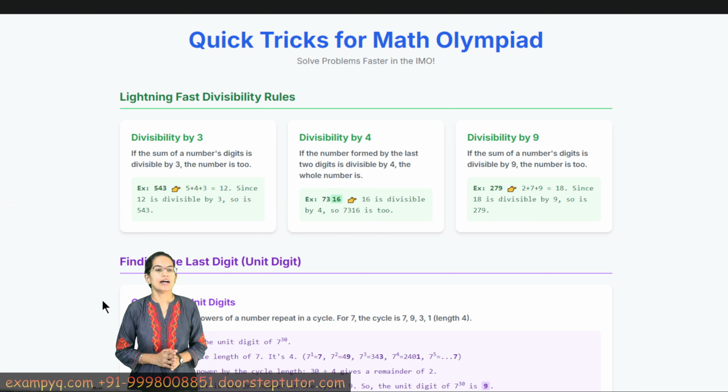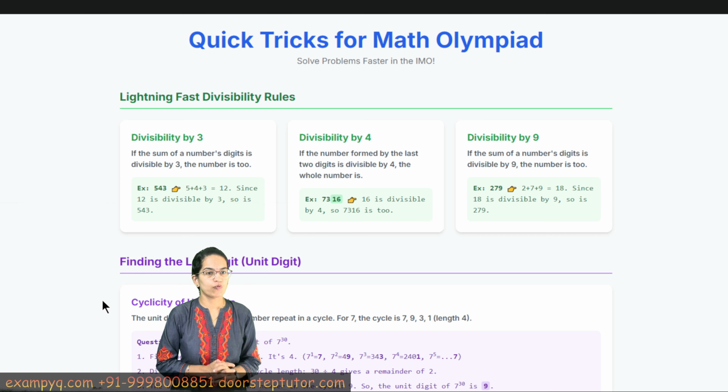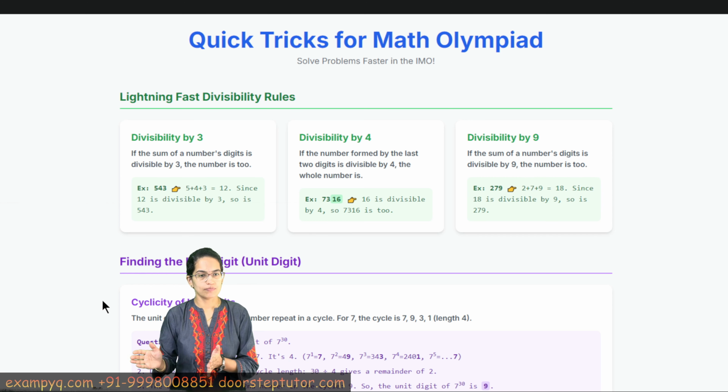So let's say we take a number 543. Now add all the numbers 5, 4 and 3, that's 12. 12 is divisible by 3, that means this number is divisible by 3. If it was divisible by 9 as well, then the whole number would be divisible by 9. But 12 is not divisible by 9, that means this number is not divisible by 9.